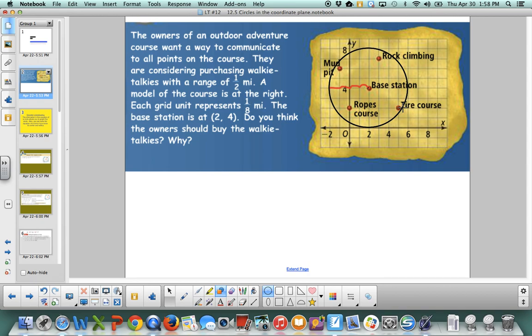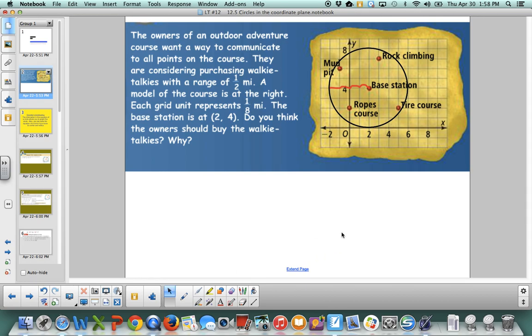So I extend out to that radius and I see if the rock climbing, the tire course, the ropes course, and the mud pit are all within that radius. Because if they are, the walkie-talkies will work. So it looks as though they should buy the walkie-talkies because they all are within that radius.